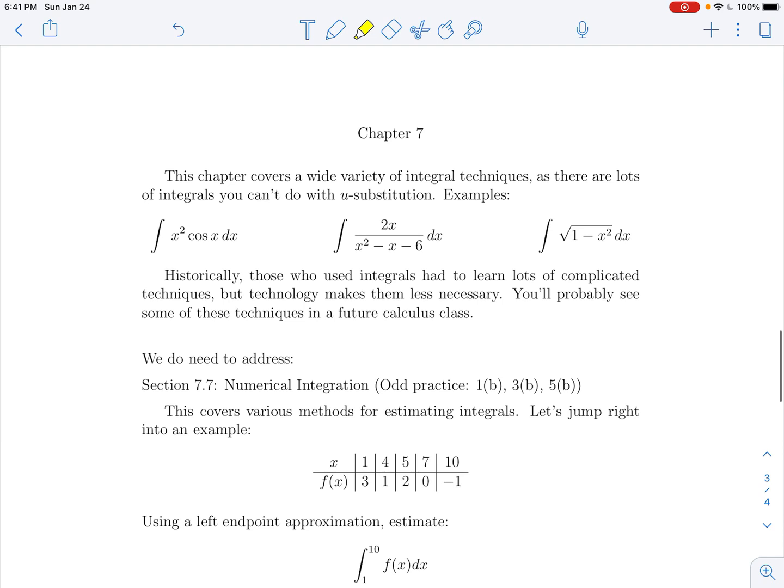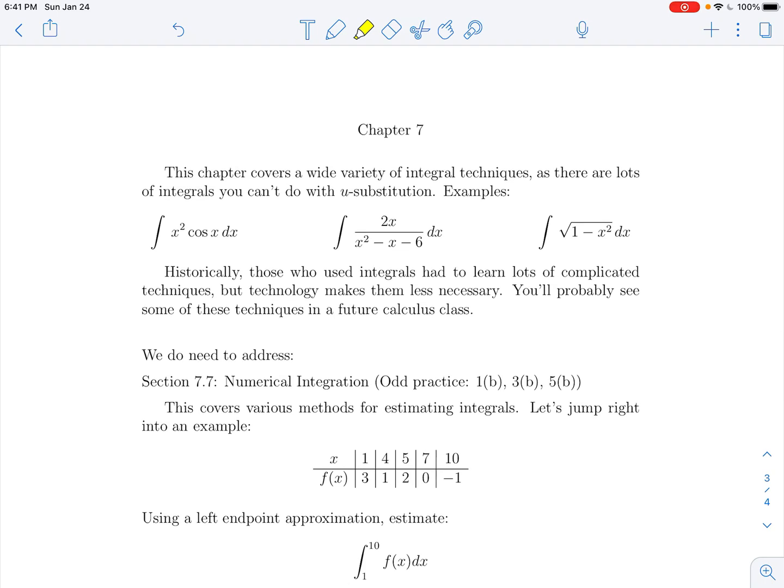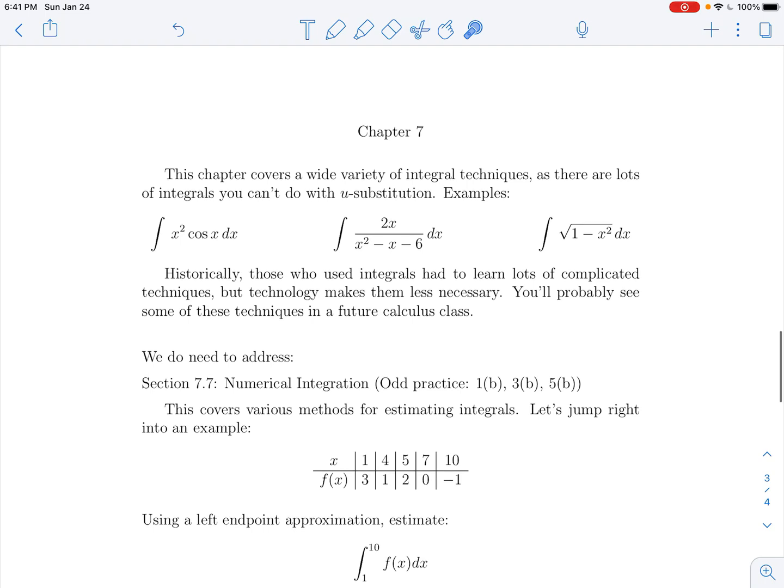Now, chapter 7 is about techniques of integrals. You know how to take integrals of very simple functions. You know how to do U substitution, and that's about it, right? Maybe you can cleverly rewrite something, but not every function can be done that way. So some examples would be this integral, this integral, this integral. None of them could be done with U substitution, but there are some clever techniques that you could use.